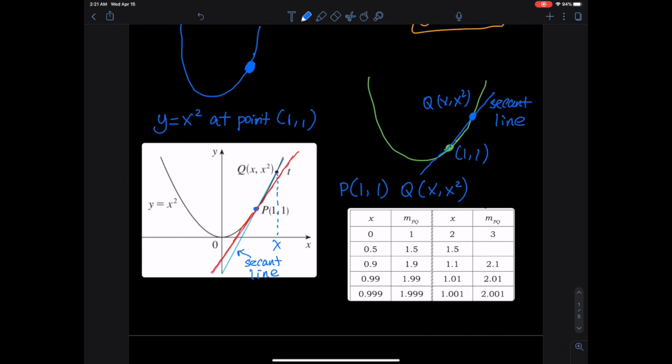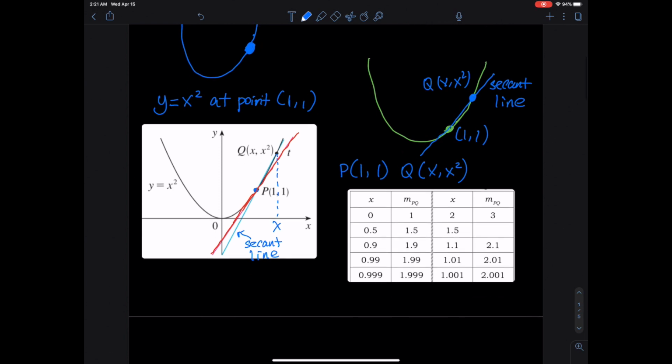How do you find the slope of this straight line? Again, the slope of a straight line. Easy. I learned this in elementary algebra. So this is how I do it. The slope, or you can say the slope of the line PQ, is equal to y2, which is x squared, minus y1, divided by x2 minus x1.